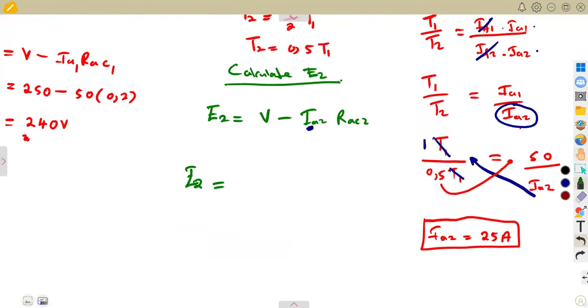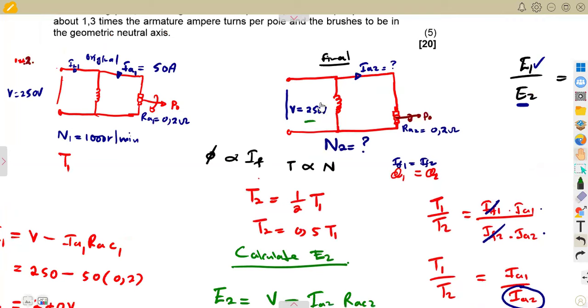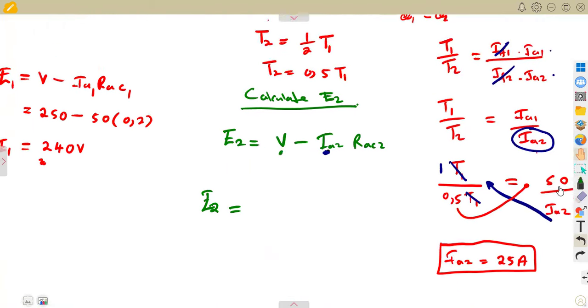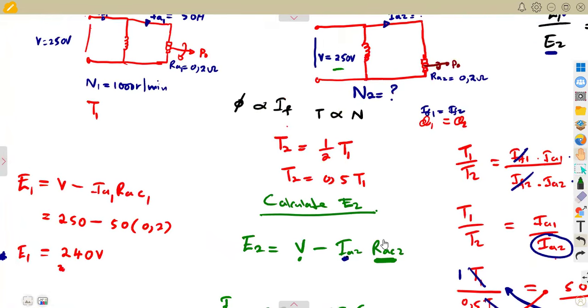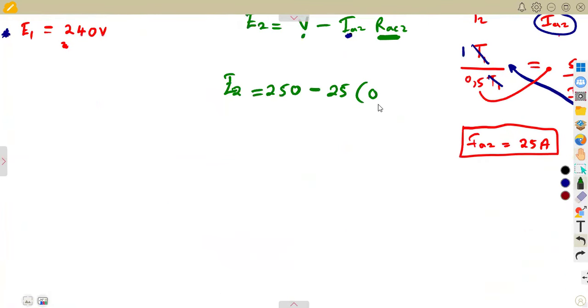So E2, which is the generated EMF, is equal to V2 minus, V2 does not change on the final, that is 250 there. So this is 250 minus the armature current 225 times the resistance of the armature, which is 0.25. We just have armature resistance there. There is no other extended part like what we had previously when there was a resistance connected in series. This is just as it is now, which is going to be 245 volts.